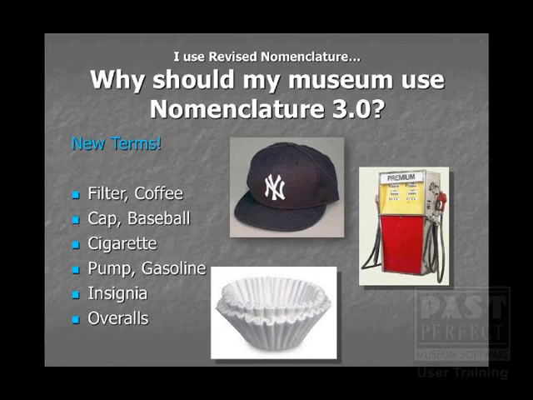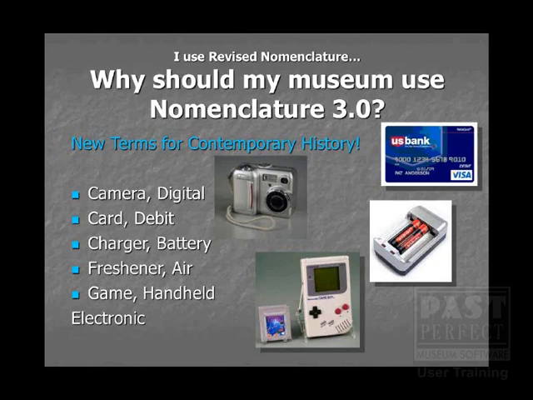There was no term listed for a cigarette. The closest thing would have been a cigar. The term pump was listed in the lexicon, but there was nothing to describe it with the function of a gasoline pump specifically. There were terms in the revised nomenclature for patches and badges and pins, but now the term insignia has been added to describe status symbol more effectively. And finally, the term overalls was added.